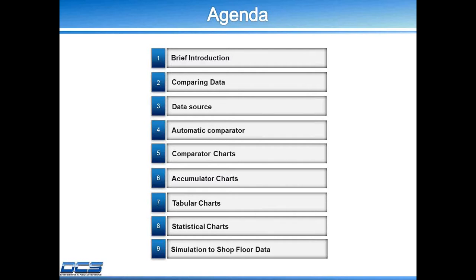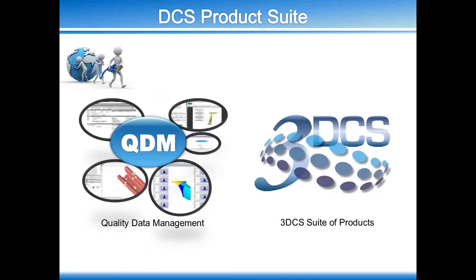Then we're going over the automatic comparator, your comparator charts, accumulator charts, tabular charts, statistical charts, and then how to compare and contrast data from 3DCS, your simulation data, with your shop floor data from a QDM system or another database. This allows you to test your simulation data against your as-built plant data so you can find the correlation and validate your simulation data.